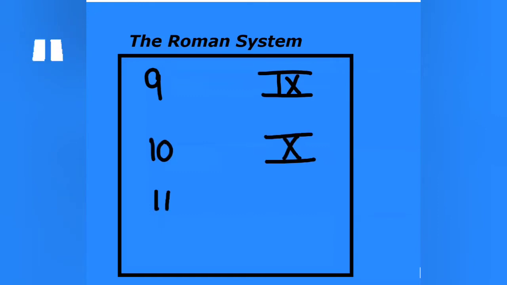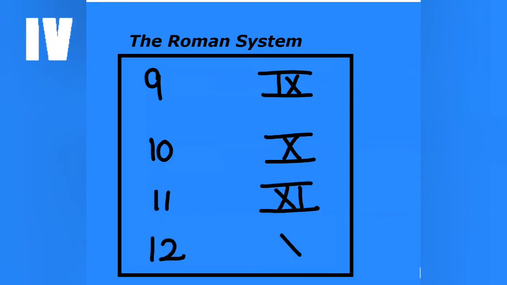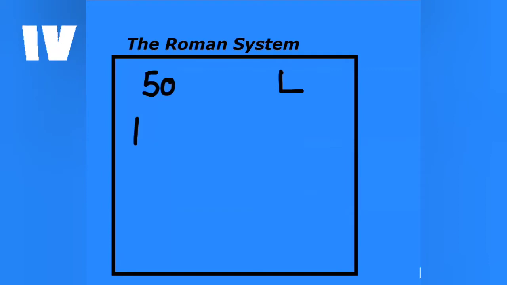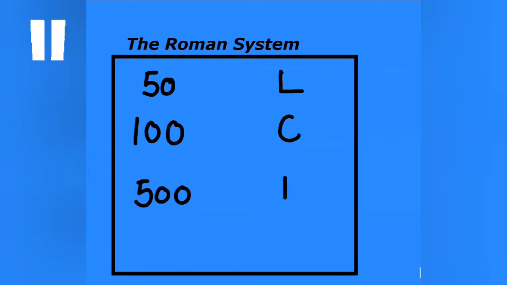then 11 is represented by letter X with 1 I, and 12 is represented with X with 2 I's. Also, in Roman system, 50 is represented by letter L, 100 is represented by letter C, 500 is represented by letter D, and 1000 is represented by letter M.